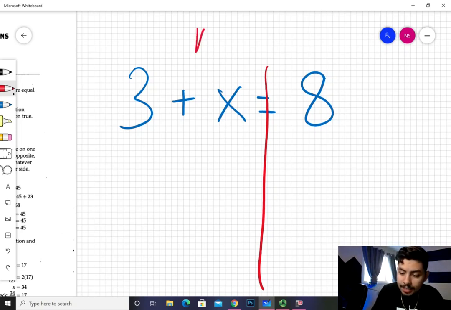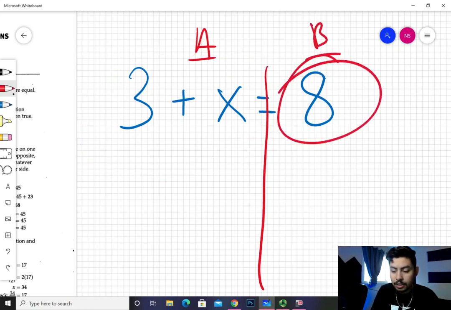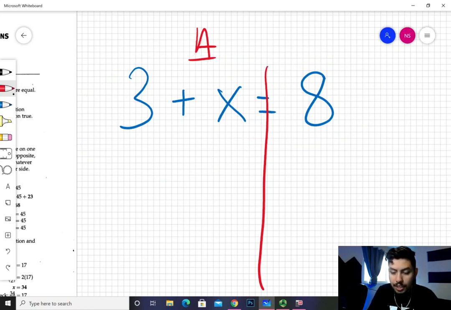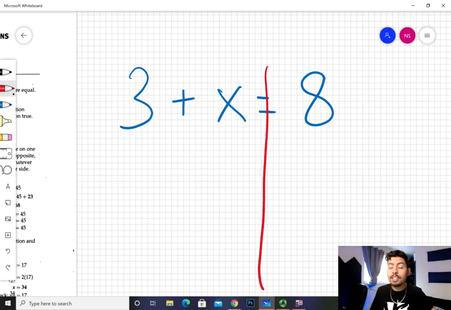Well, on this side, side A, there's a number and a letter next to each other. And on side B, there's a lonely little number, right? So we can determine what we need to fix. We need to determine the one thing you need to move so that the letter is happy or the numbers are happy. What needs to be moved?